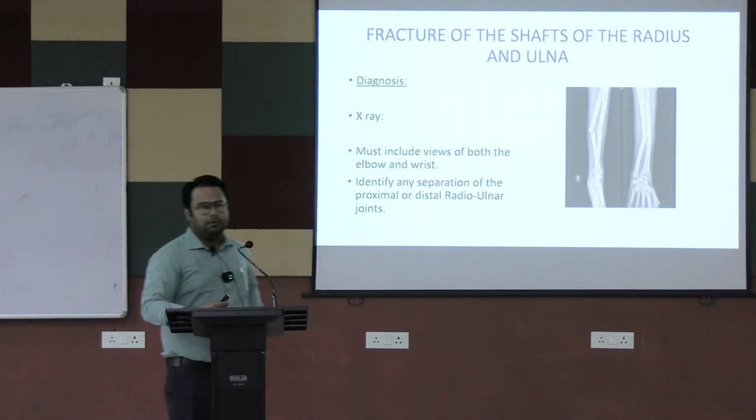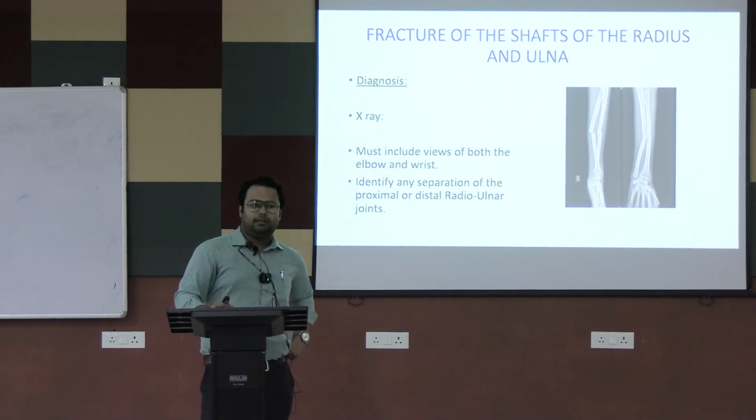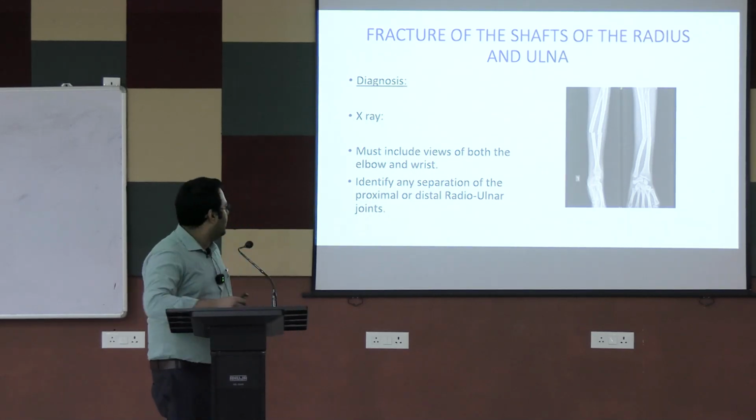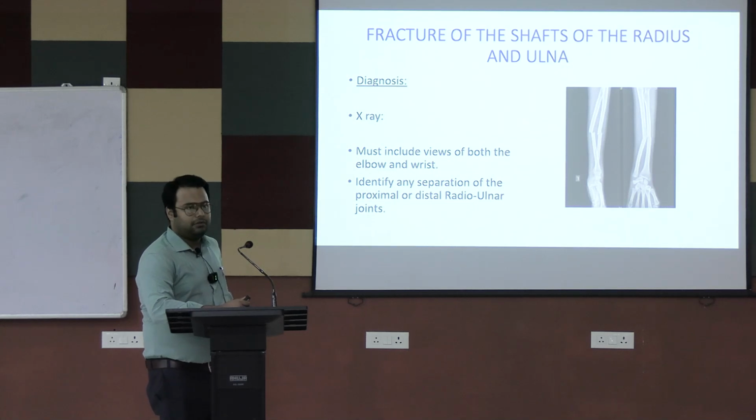Next, on to the diagnosis. The diagnosis in case of any major trauma is mainly clinical. When the patient comes to you, from the position of the limb you will understand that this is a case of fracture of both bones of the forearm. But to confirm the diagnosis, we always do an X-ray. That's the most basic investigation in orthopedics. One thing to keep in mind is that the X-ray of the forearm should include views of both the elbow and wrist, so that we do not miss any dislocation or subluxation of the proximal or distal radioulnar joint.